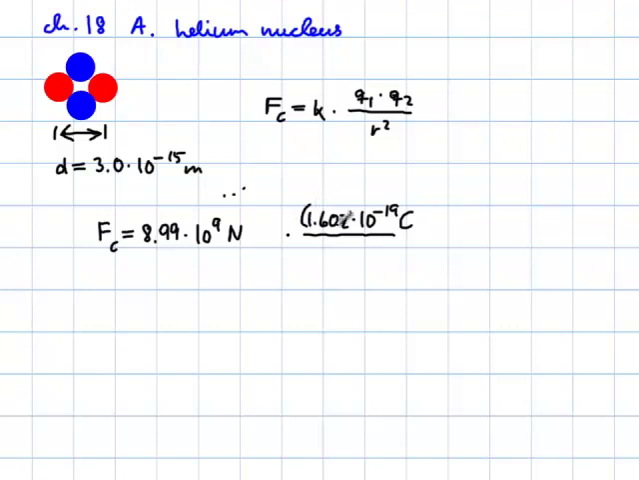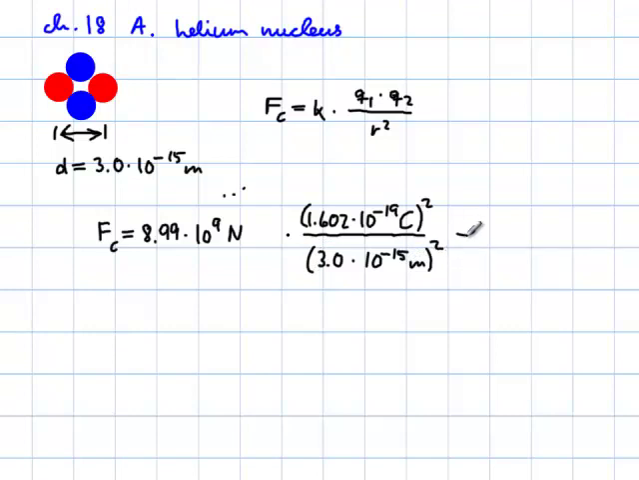So I'm going to shorten this here. I'm just going to make parentheses around it, and I say that's squared. Same deal. Divide by the distance squared, which is given in this problem as 3.0 times 10 to the negative 15 meters, and that one as well squared.